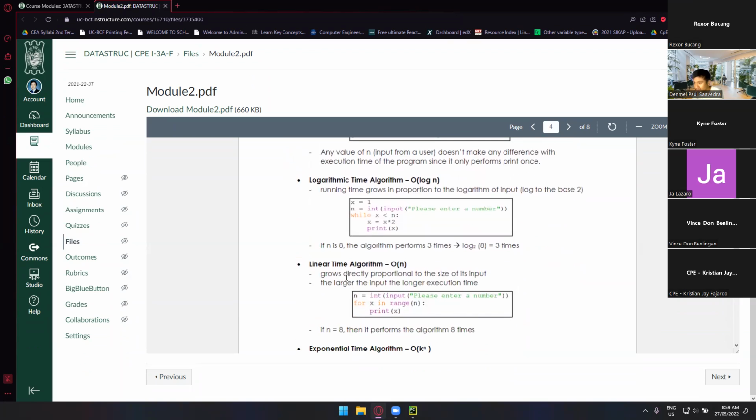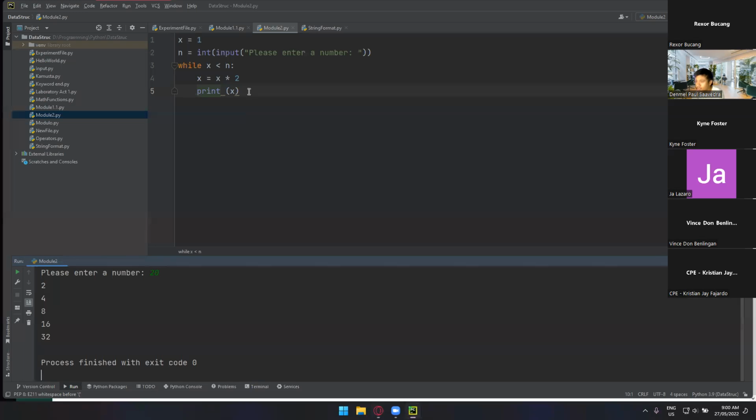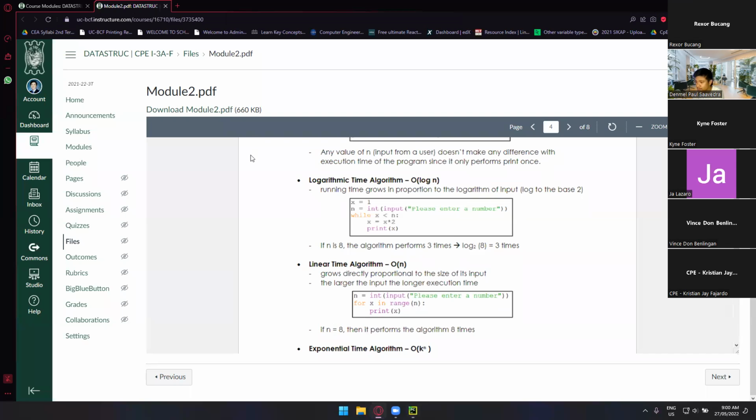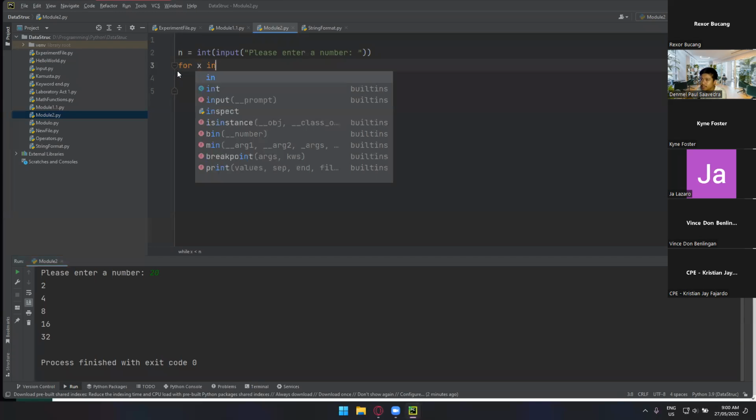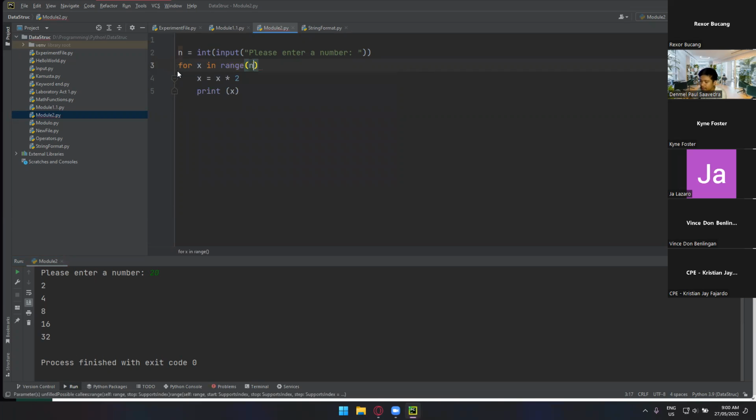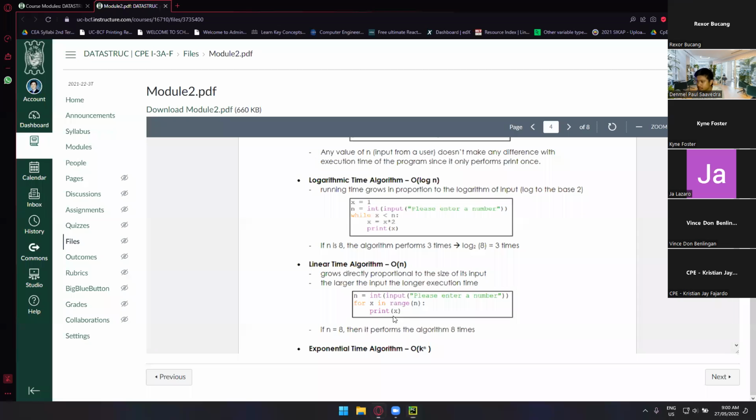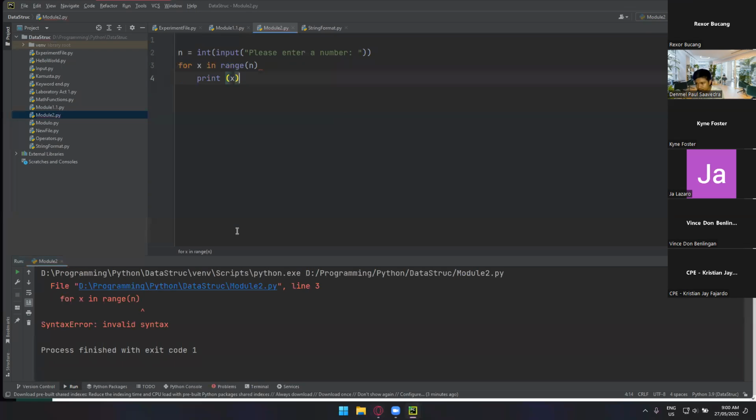So the next one is similar to the logarithmic. This one also grows directly proportional to the size of its input. So of course, the larger the input, the longer the execution time. It's just that in here, instead of logarithmic, we have linear time. So n is equal to, again, it's requiring you to input a number, and then for x in range n, and then print x. So let's try that one out. For x in range n, and then print x. Let's try this one out.